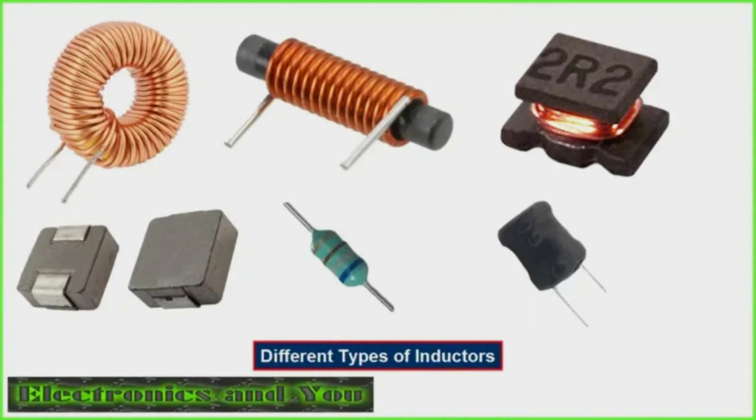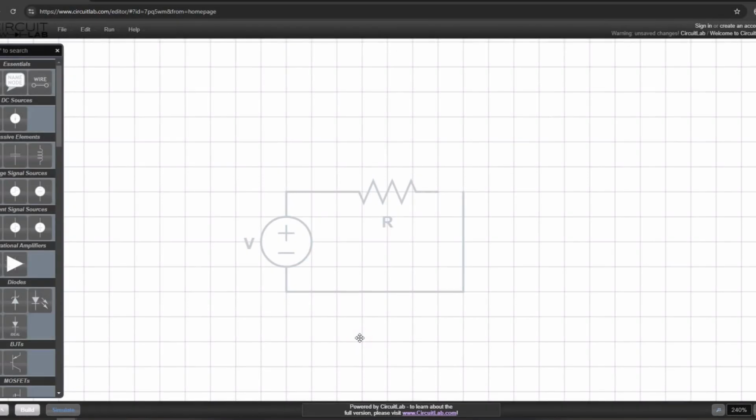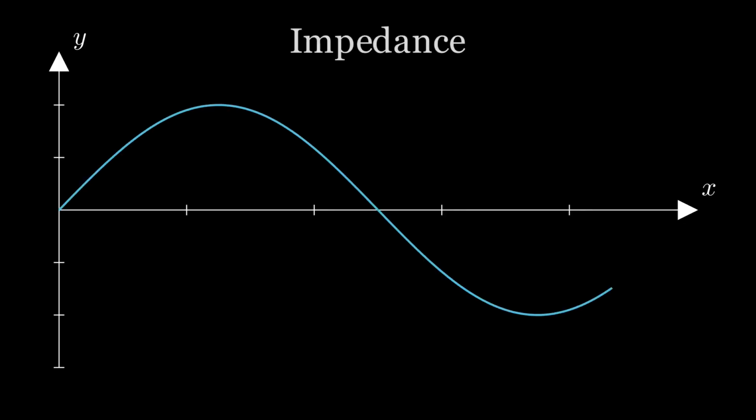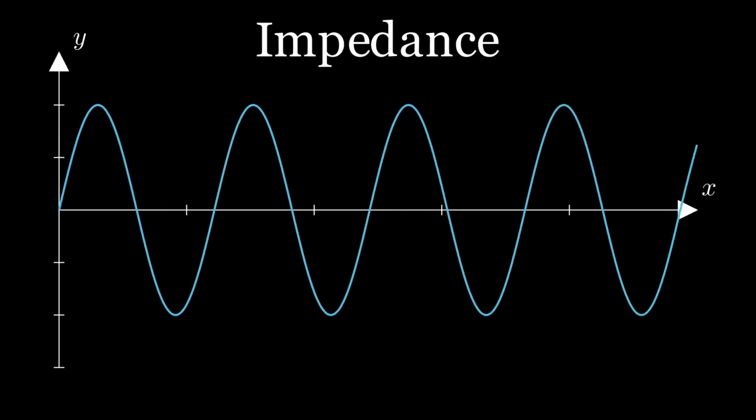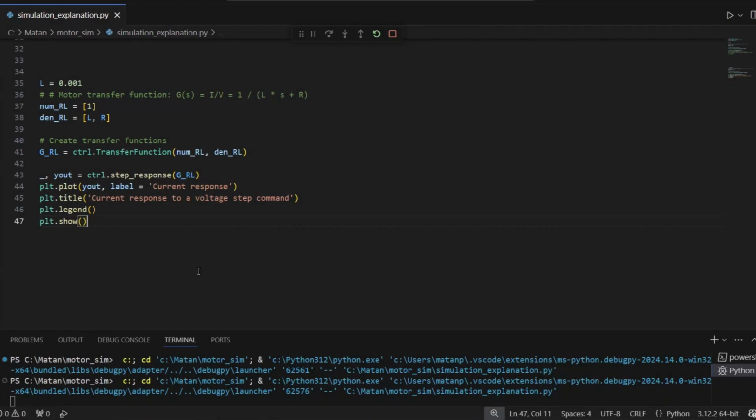So let's change the model of our motor phase to a resistor in series with an inductor. An inductor's resistance, or more accurately its impedance, is frequency dependent. The higher the frequency, the higher the impedance. Let's see the current response to the same voltage command.